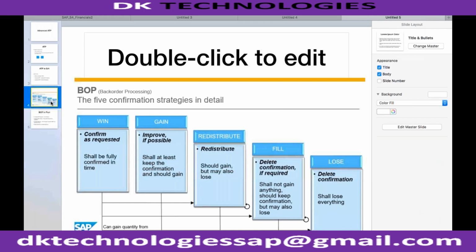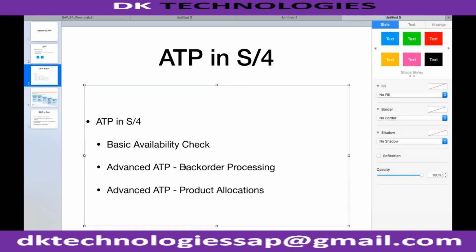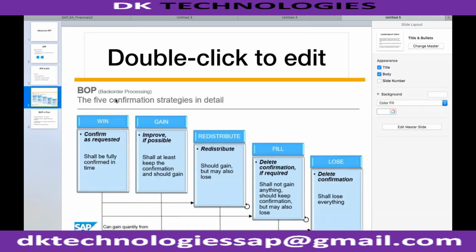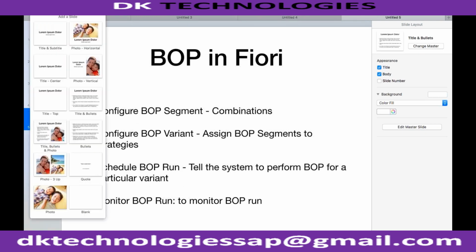Similarly, there is another functionality. We understood what is advanced ATP. This advanced ATP works based on the 5 confirmation strategies: win, gain, redistribute, fill, and lose. We understood this. The next functionality provided within advanced ATP is product allocations. So what is product allocations now?